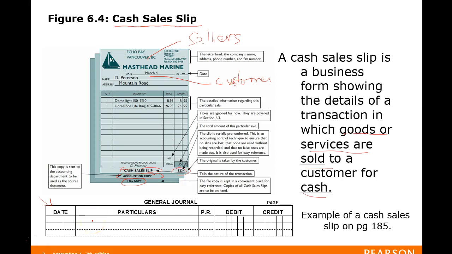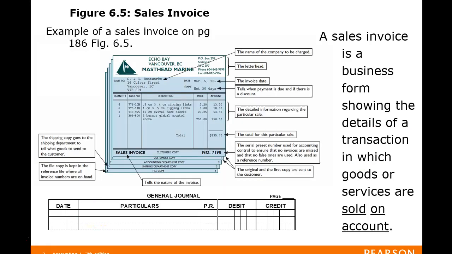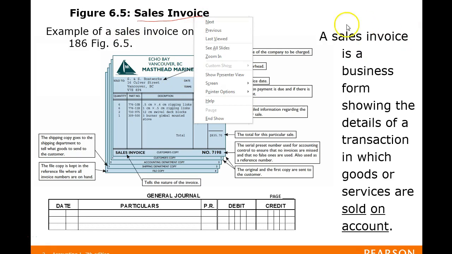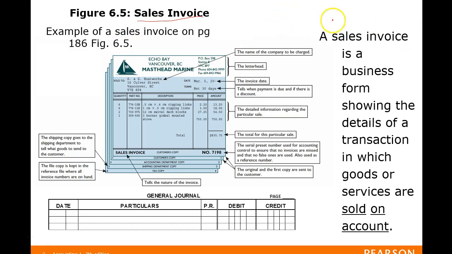All right, moving on. The next type of source document that you're going to see reference to often is a sales invoice, okay? And a sales invoice is just like a cash sales slip, only a sales invoice is a business form showing the details of goods and services sold on account. And that's really the key, is the on account piece. On account. That is really, really important. So this is always going to be an accounts receivable.